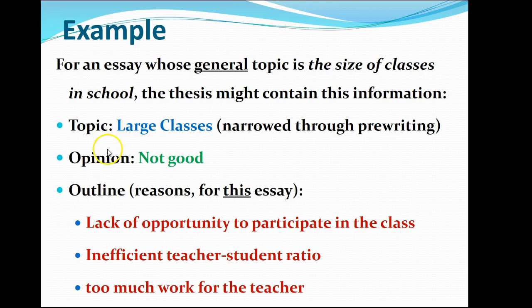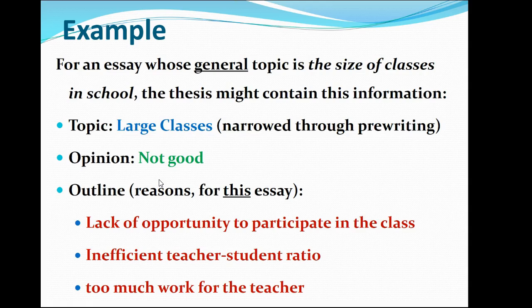Let's take a look at the parts of a thesis statement with actual example words. Topic would be large classes. The opinion is, what does the writer think of large classes? They think they're not good. And then an outline means they list their subcategories, or they have a plan of development which the reader can follow. In here: lack of opportunities, inefficient teacher-student ratio, and too much work for the teacher. So the topic is large classes. The writer doesn't think it's a good idea, and then they outline the three reasons why they don't think it's good.